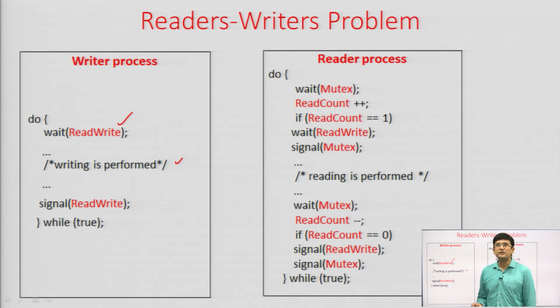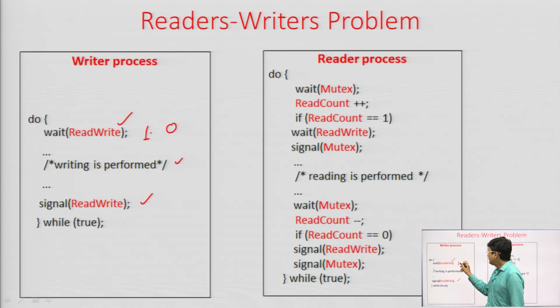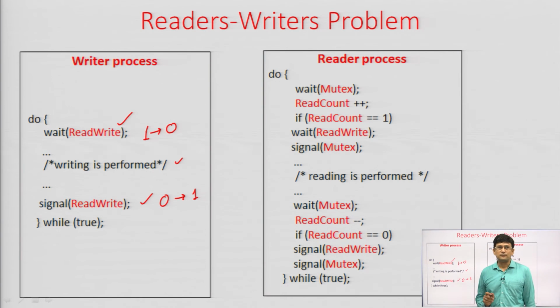And when the write operations complete, signal read write, it means my writing has got completed, I am letting the critical section free for other operations, for other read and write operations. So, read write must have become 0 from 1 with the wait read write operation. So, this needs to be brought to 1 again by the signal operation here in this code.